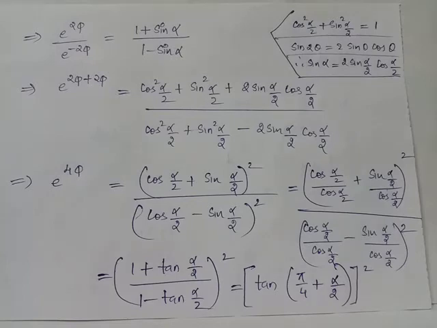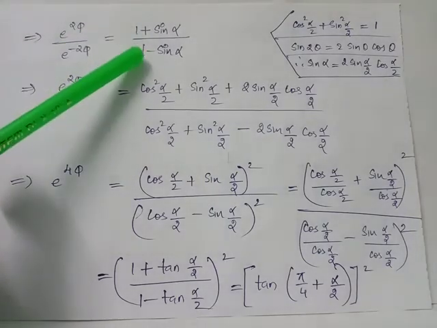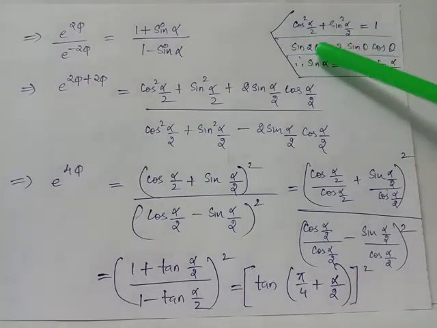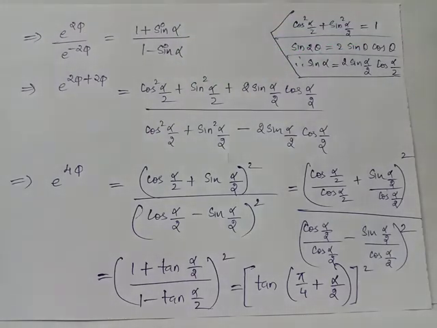In the RHS, we have 1 replaced by cos²(α/2) + sin²(α/2), in the numerator and denominator. And since we have sin 2θ equals 2 sin θ cos θ, we can express sin α as 2 sin(α/2) cos(α/2). So this sin α and this sin α is replaced using 2 sin(α/2) cos(α/2). Now the numerator can be written as (cos(α/2) + sin(α/2))², and the denominator as (cos(α/2) − sin(α/2))², because this is of the form (a + b)² and this is of the form (a − b)², where a = cos(α/2) and b = sin(α/2).